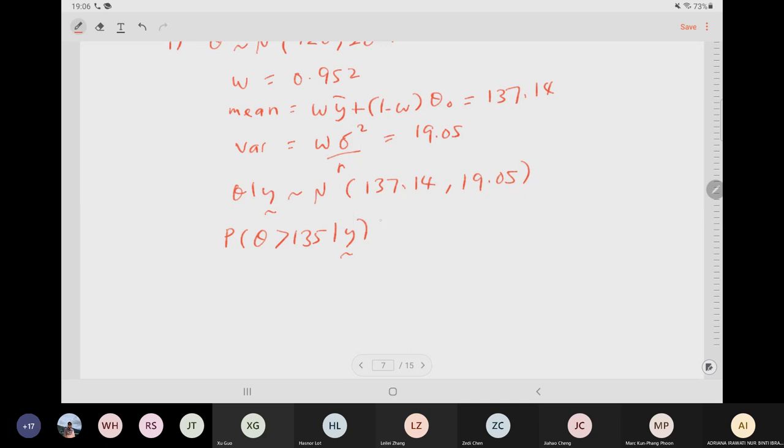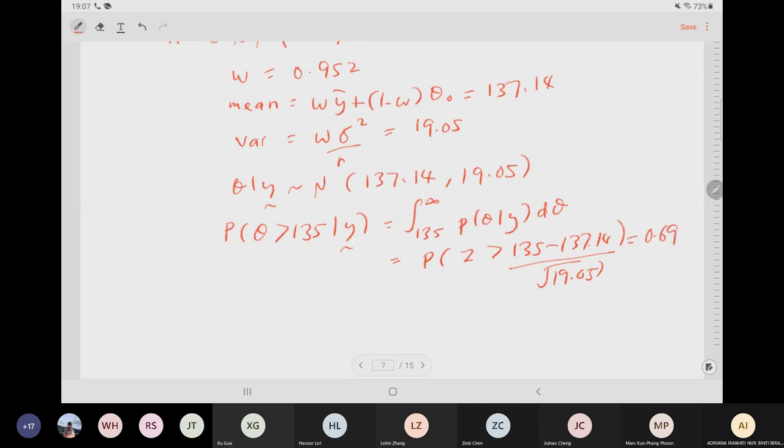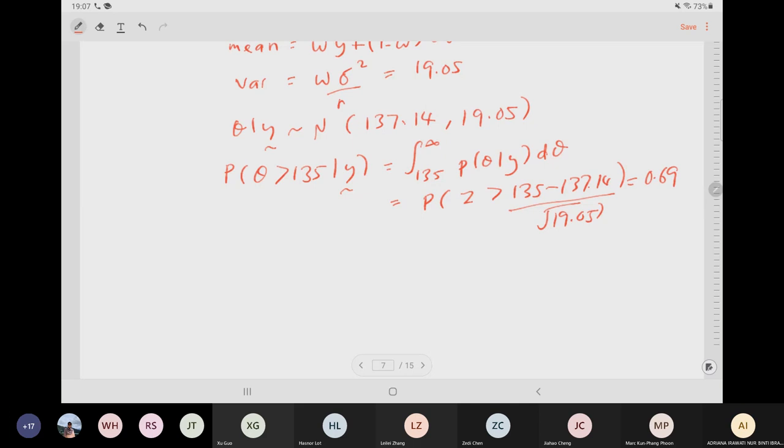You have to integrate your posterior, or you can use the normal. If you use the normal table, it's the probability of the standard normal, right? 135 minus the mean, 1.14, divided by the square root of 19.5, and so on. So you get the probability, which is 0.69.